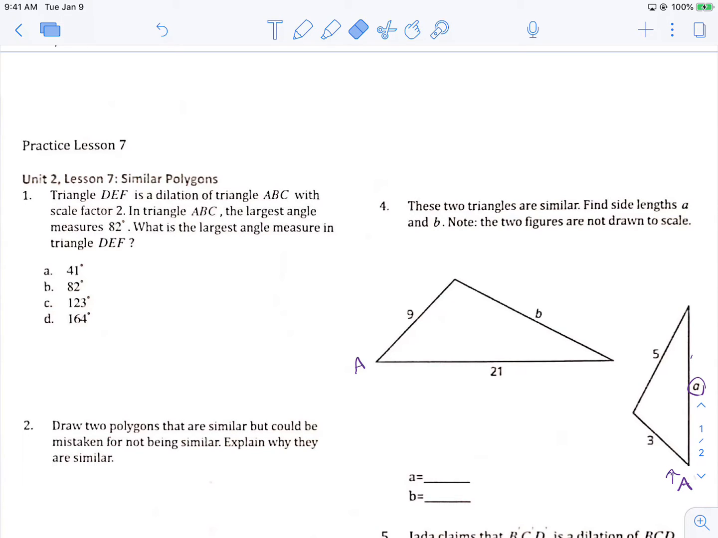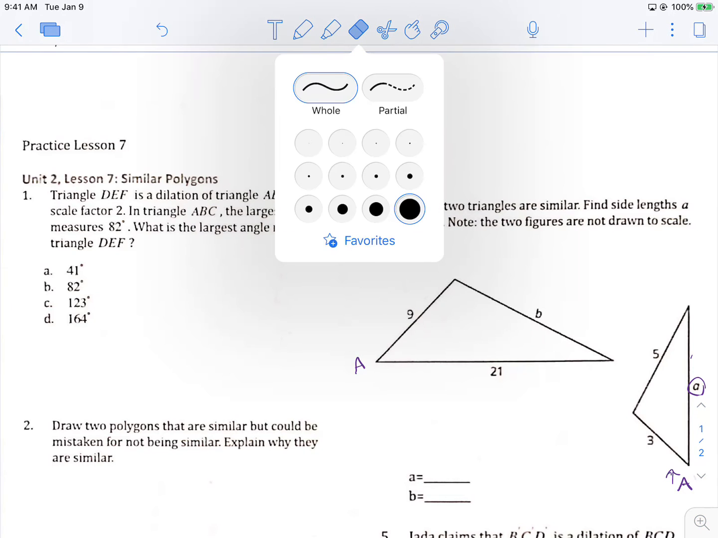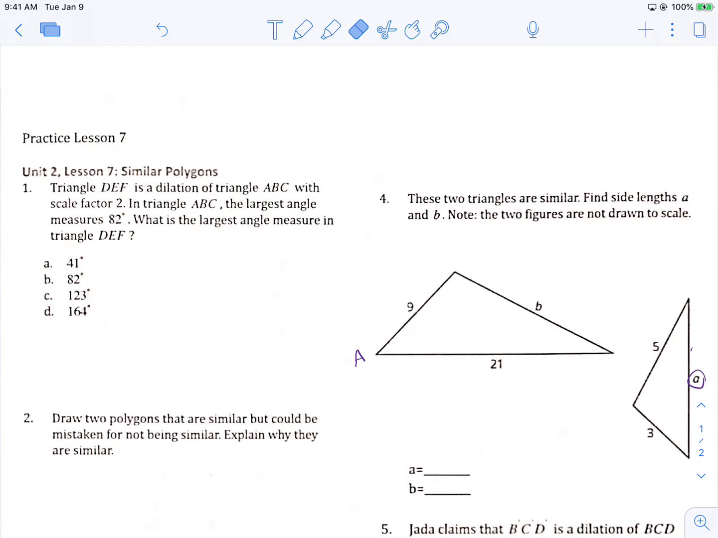This video will help you with Lesson 7 practice. Not all of the problems will be worked, but this will help you get some of them started.